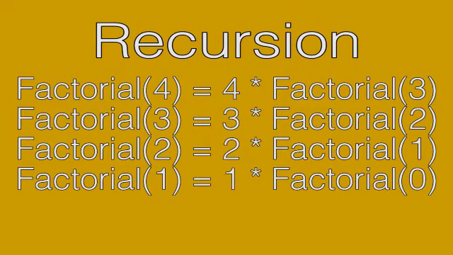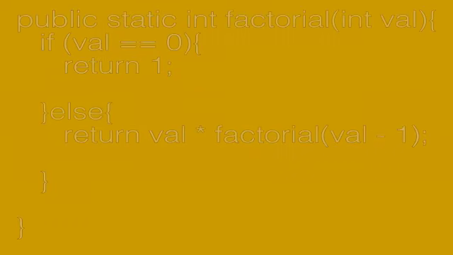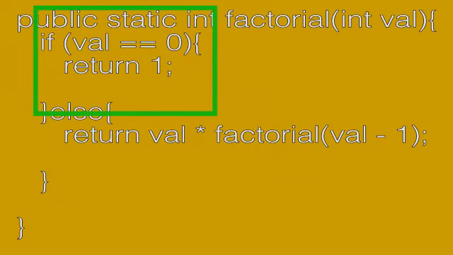Essentially, when using recursion to solve this problem, it's saying, well, 4 factorial is 4 times 3 factorial, and 3 factorial is 3 times 2 factorial, and 2 factorial is 2 times 1 factorial, and 1 factorial is 1 times 0 factorial. In this example, our base case would be considered 0, since the factorial method will return 1 when it passes 0, and not call itself.